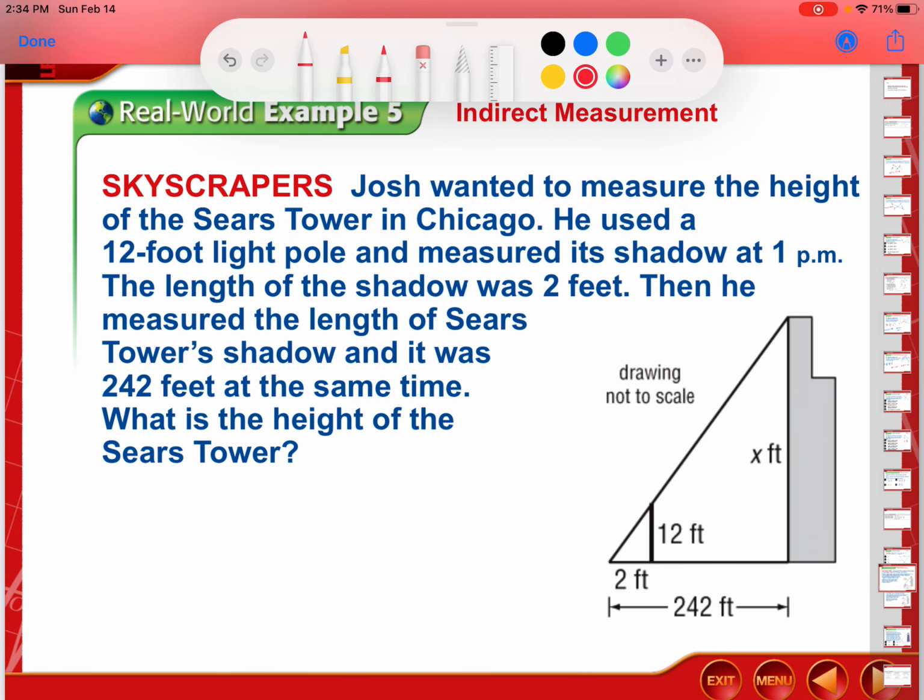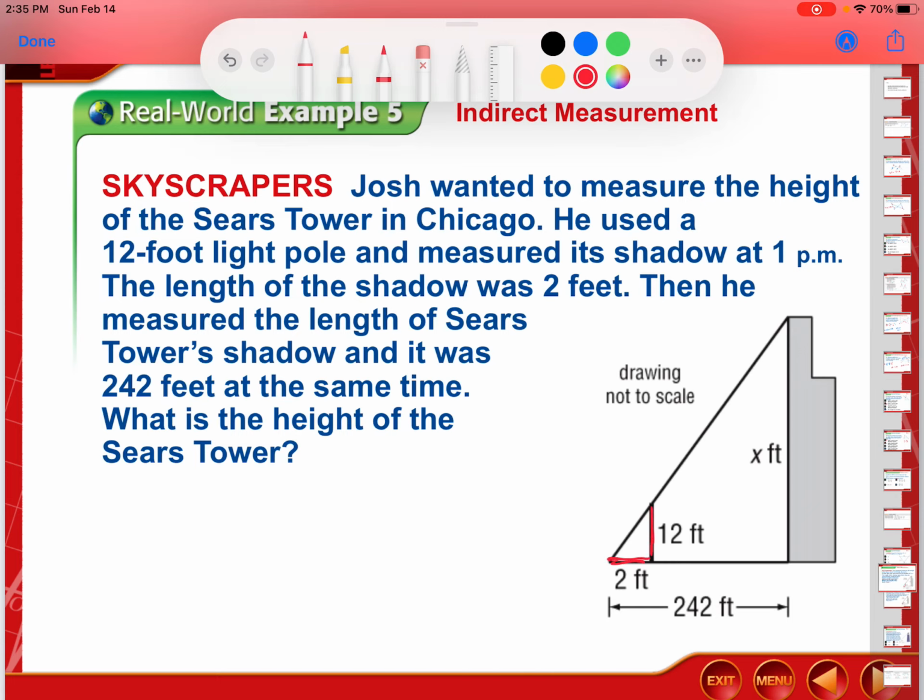Now we get into the interesting problem. So a big part of congruent or similar triangles is the real world problem solving, and you'll do more of this in trigonometry, but these are kind of fun. So using shadows, you can calculate very large lengths and distances that you wouldn't be able to calculate otherwise. So for example, in this problem, Josh wants to measure the height of the Sears Tower, the Willis Tower, if you will, in Chicago. He used a 12-foot light pole and measured its shadow at 1 p.m. So the length of the shadow was 2 feet.